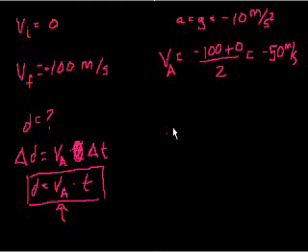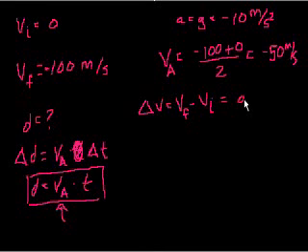What can we figure out about time? Well, we know also that the change in velocity is equal to the final velocity minus the initial velocity, right? Nothing fancy here. You don't have to memorize this. This hopefully is intuitive to you, that the change is just the final velocity minus the initial velocity, and then that equals acceleration times time, right?